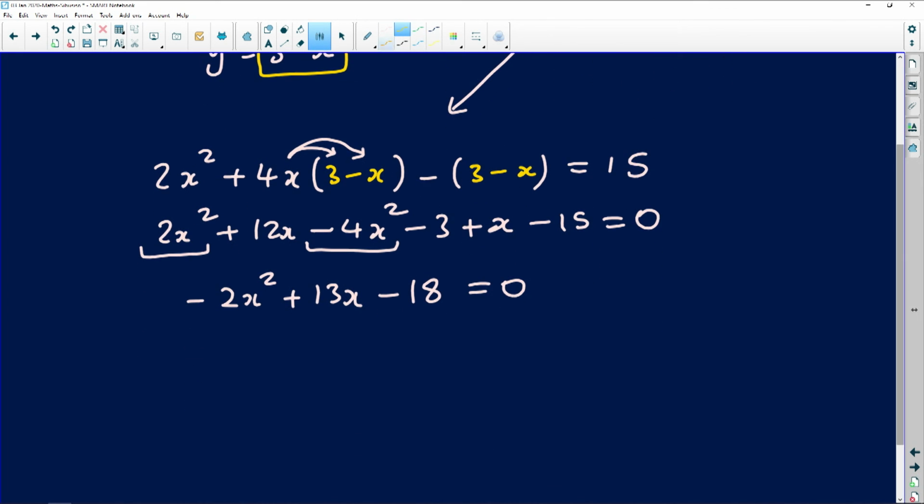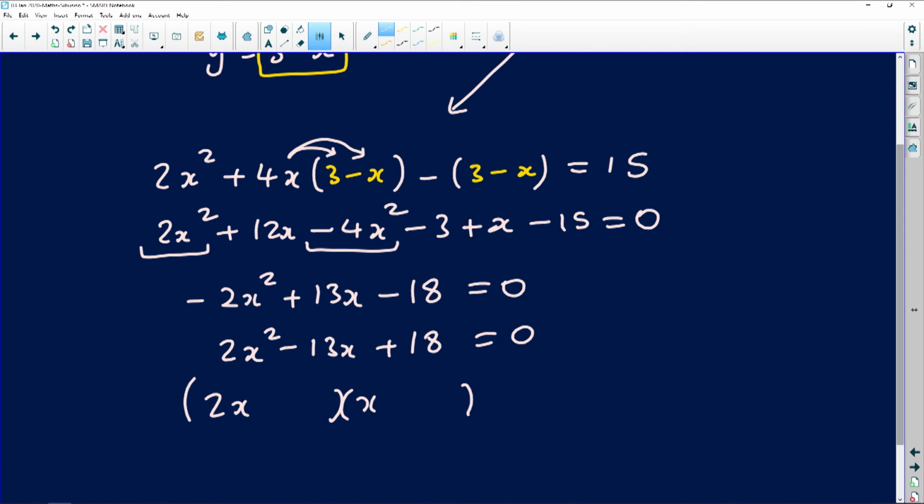Okay, now I don't like the negative 2 that I have, so I'm going to divide everything by negative 2. I'm going to get 2x squared minus 13x plus 18 is equal to 0, dividing everything by negative 2. So let's try and factor this out. I've got 2x and x, that is going to give us 2x squared equals 0.